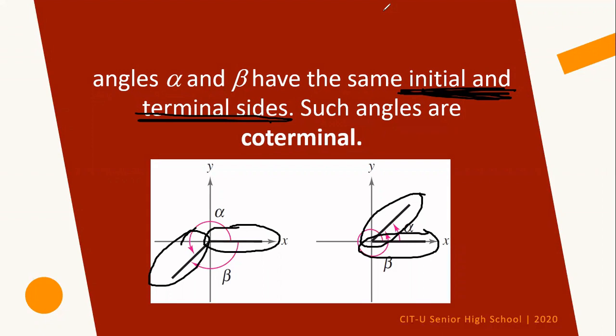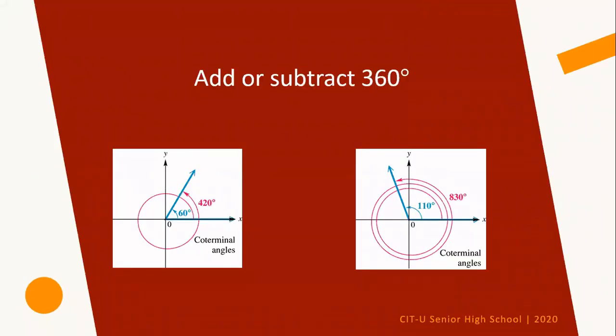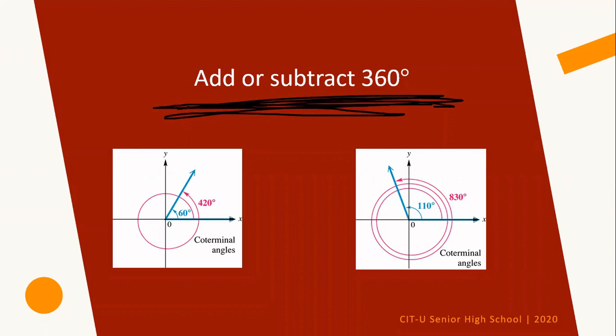Now, question. Given an angle, how do we solve for its coterminal angles? Take note that there are infinitely many coterminal angles for a given angle. So how do we get them? We would just simply add or subtract 360 degrees.